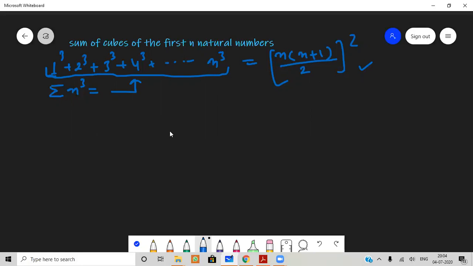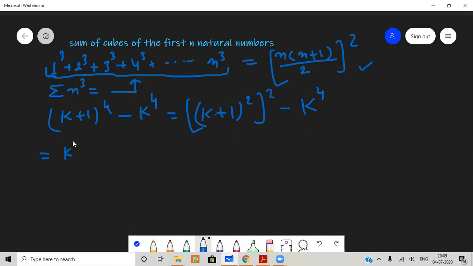Derive this. What we are doing here is considering a simple expression, say (k plus 1) to the power 4 minus k to the power 4. If I look at this expression, what will it be equal to? The (k plus 1) to the power 4 will be ((k plus 1) squared) squared, and minus k to the power 4.